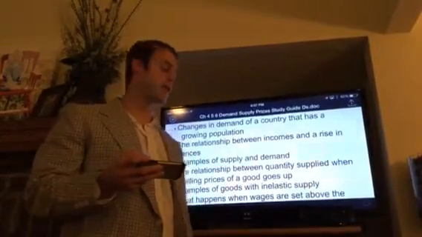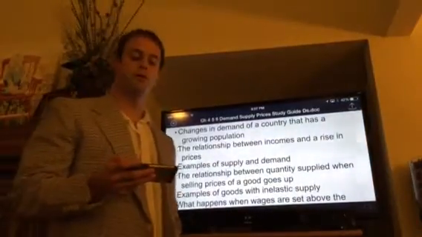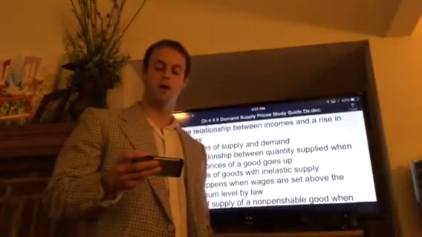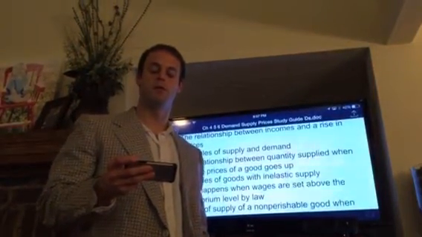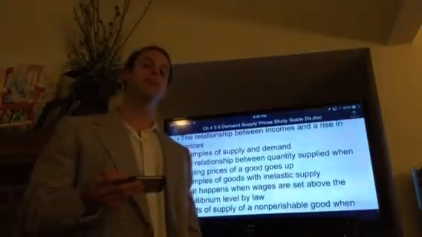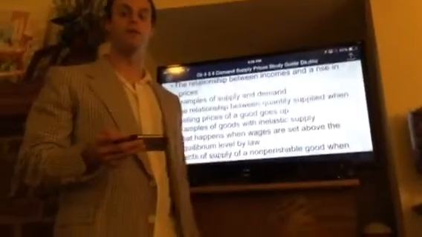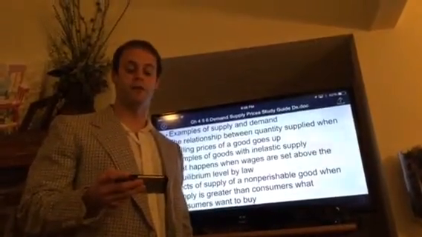Changes in the demand of a country that has a growing population. If population grows, demand for goods will increase because there are more people wanting it. A relationship between incomes and a rise in prices. If prices go up, income buys less, because if your income stays the same, you can buy less if prices are going up. Examples of supply and demand, y'all don't have to do that.